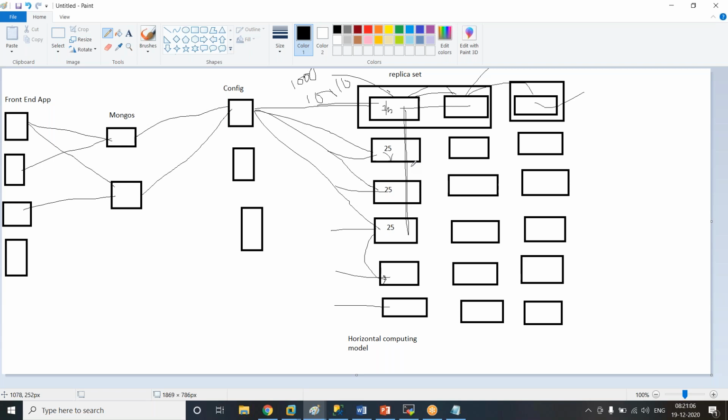Okay. It means it's not storing in a single server. It is storing with storage separate. Parallel write, parallel read. Both are there. For the application, it will automatically decide.